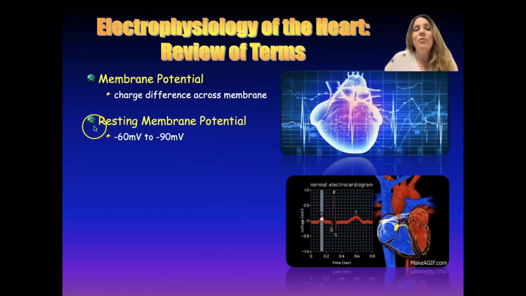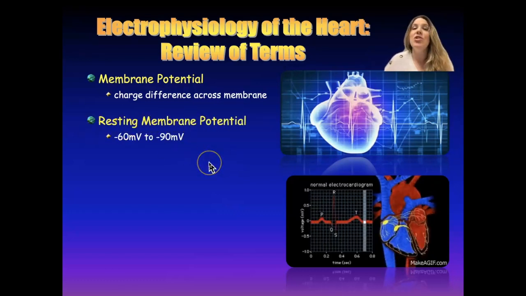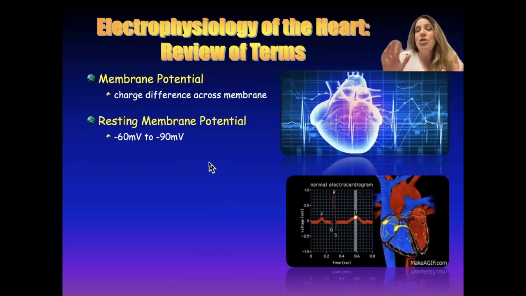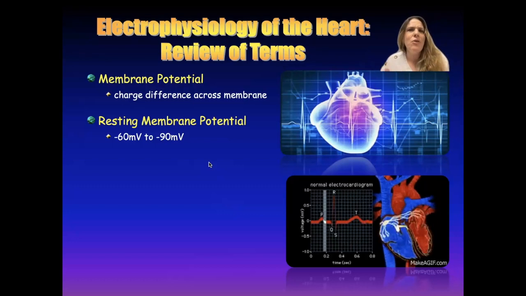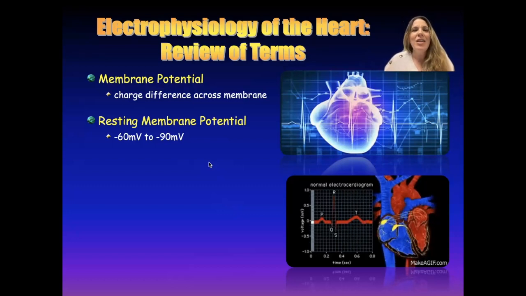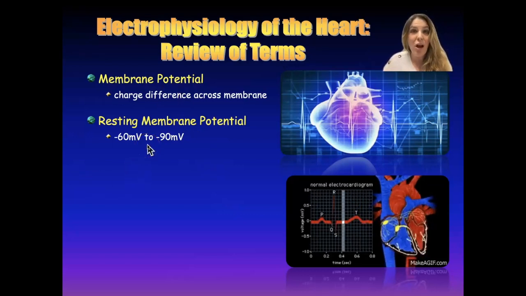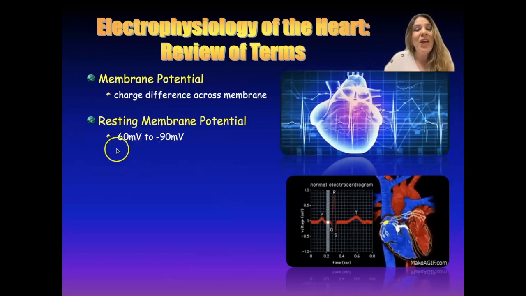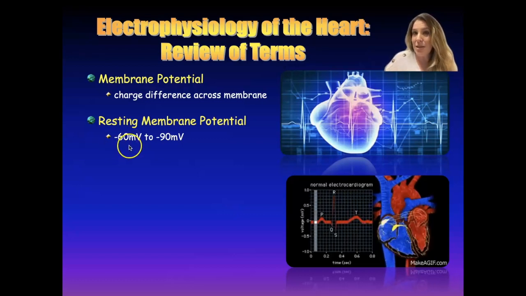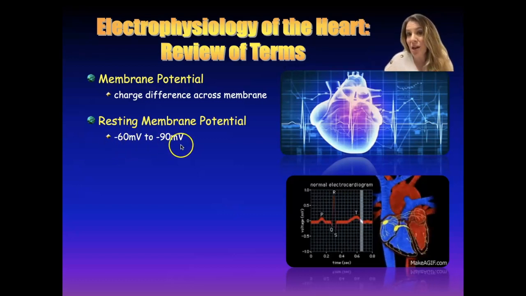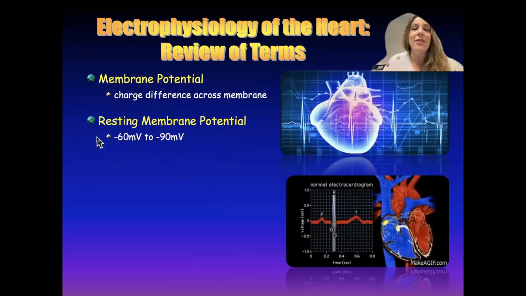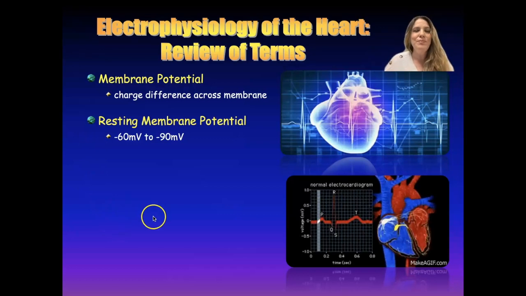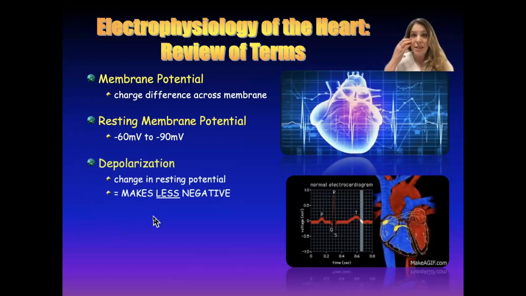Now, all cells have what's known as a resting membrane potential. In other words, what that charge difference is across the membrane when the cell is not actively firing an action potential. In the case of heart cells, depending on what kind of heart cells you're talking about, as we'll explain in a little bit, it can range from negative 60 millivolts to negative 90 millivolts. But in both cases, we're talking about a negative membrane potential for a resting membrane potential.